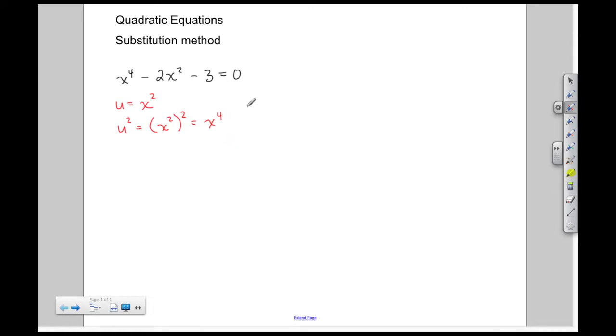Now at this point I can do a substitution and actually show this equation in terms of u. So instead of writing x to the fourth, I'm going to write u squared, because that's what's shown in my substitution, minus 2, and instead of x squared I'm going to use the value of u. Keep this as minus 3, and that is all set equal to 0. Now I do have a quadratic because my highest exponent is a 2.